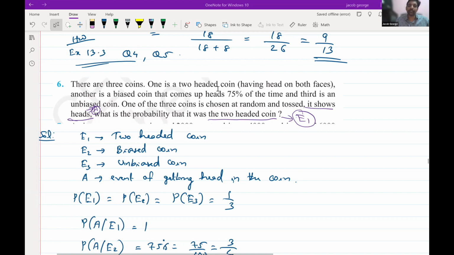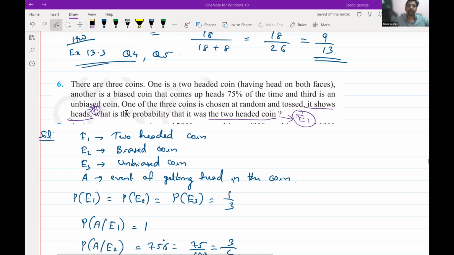E1 is the event of selecting two-headed coin. Another is a biased coin that comes up head 75% of the time, means a bias towards head. So second, E2 is selecting biased coin. E3 is an unbiased coin. Unbiased coin is our normal coin, that means probability of head and tail are equal in a normal coin. So E3 is the event of selecting unbiased coin.